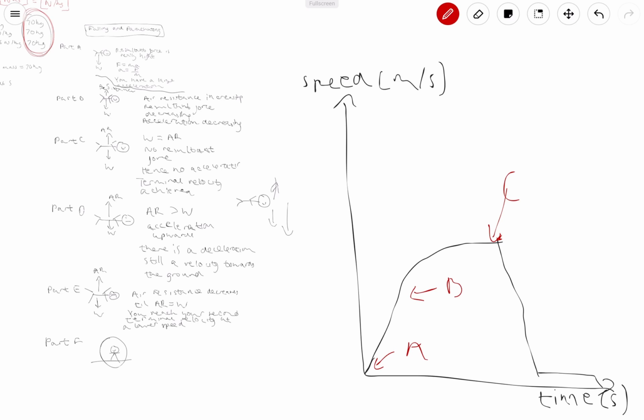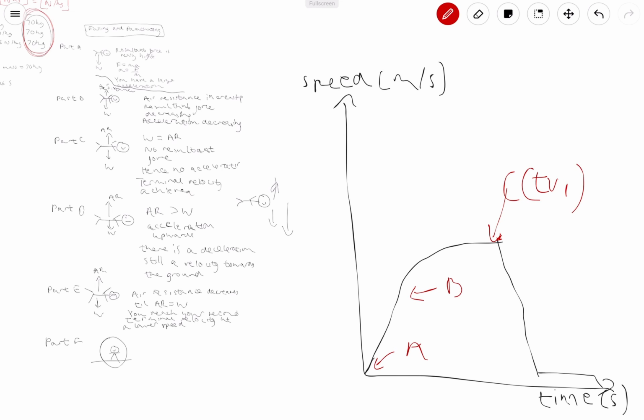So part C, forget about this overlap, don't worry, that's just me and my technical issues. That's part C of the graph when weight equals air resistance. There's no resultant force, hence no acceleration, and this is your terminal velocity. You're going to travel at this velocity where weight equals air resistance. This is your terminal velocity number 1. I'm just going to label it TV1.